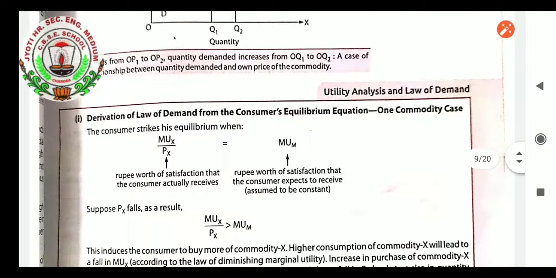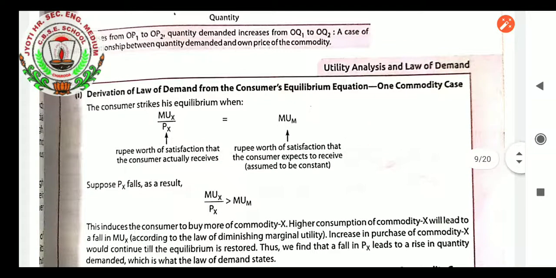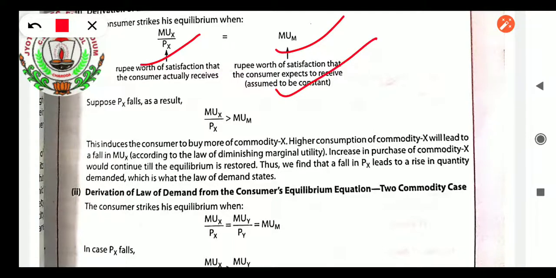Derivation of law of demand from consumer's equilibrium point. One commodity case: the consumer strikes his equilibrium, as we have learnt, when MUX divided by PX equals MUM. What is MUM? Worth of money. See, students, the worth of money depends on person to person. Like for a poor person, 100 rupees is so valuable, but for a rich income group it is a mere small currency, that is 100 rupees.